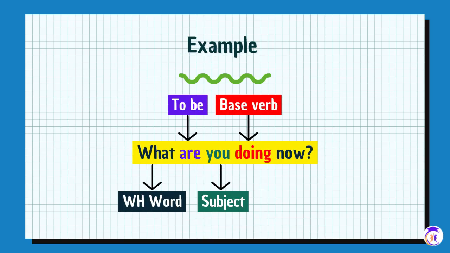This question uses the WH word, what, to inquire about the action or activity currently taking place. The auxiliary verb, are, agrees with the subject you. The main verb doing is in the ing form to indicate an ongoing activity, while the optional complement now emphasizes that the action is happening at the present moment. This question specifically seeks information about what the person is engaged in at the current time.